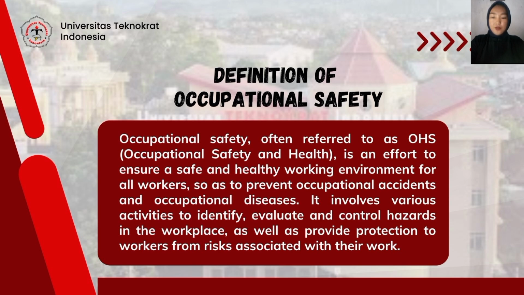Definition of occupational safety. Occupational safety, often referred to as OSH, Occupational Safety and Health, is an effort to ensure a safe and healthy working environment for all workers, so as to prevent occupational accidents and occupational diseases. It involves various activities to identify, evaluate and control hazards in the workplace, as well as provide protection to workers from risks associated with their work.